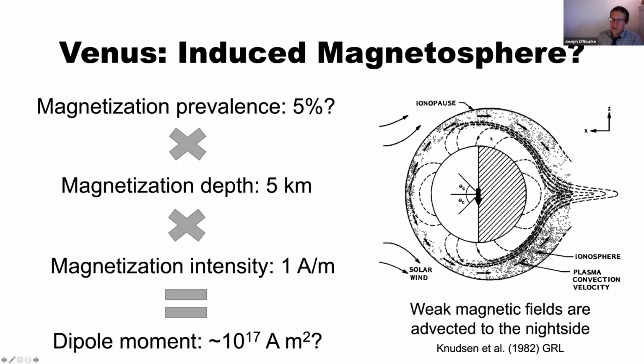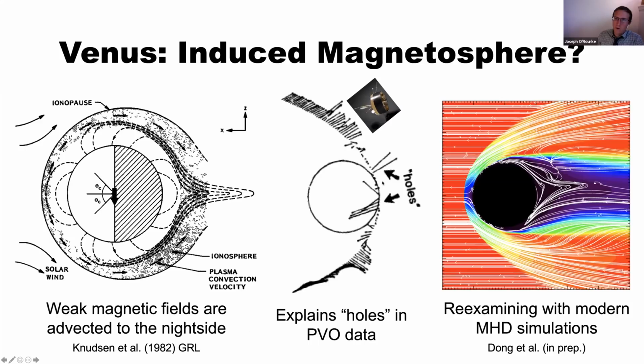So the way this cartoon works, on the left here, you have the sun and the solar wind beating down on the ionosphere from the left. And any magnetic field that Venus could have, if it's a weak magnetic field, these field lines get advected down to the night side. And what's cool is that Pioneer Venus Orbiter, back in the 70s, 80s, and 90s, found some weird holes in the magnetosphere that could correspond to these field lines that have been advected into the night side.